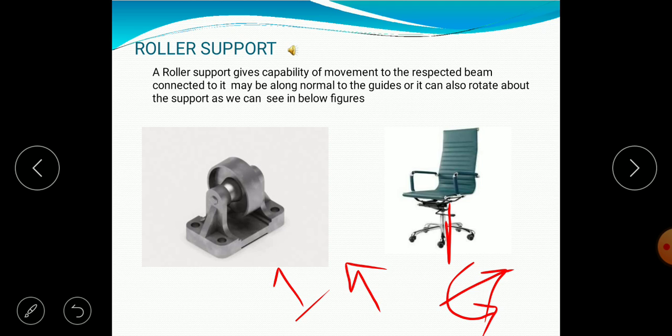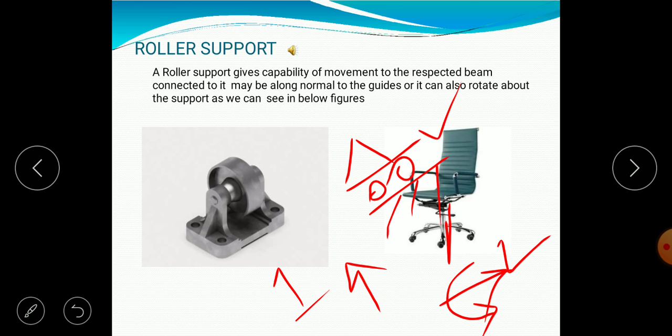Because it can't move vertically. This support is represented with a symbol like this, a triangle below which the rollers are provided, like this. This is roller support. So what about the roller support? It has degree of freedom 2 and number of reactions is 1. That is, it is restrained in vertical direction, it is free in 2 directions, that is horizontal and rotation.